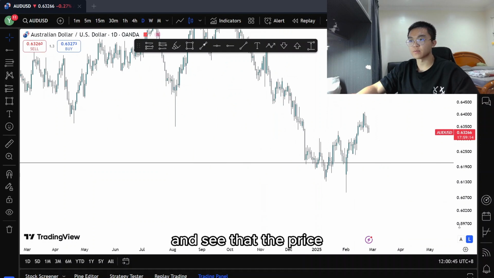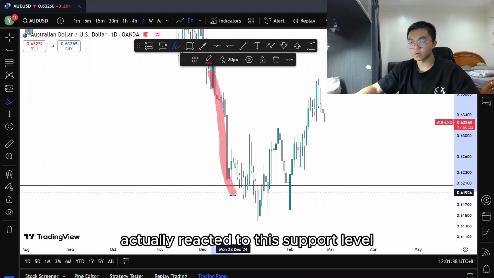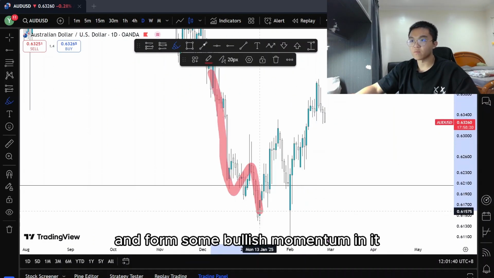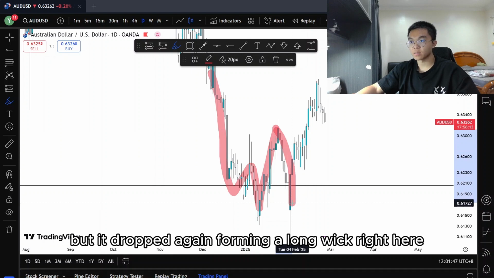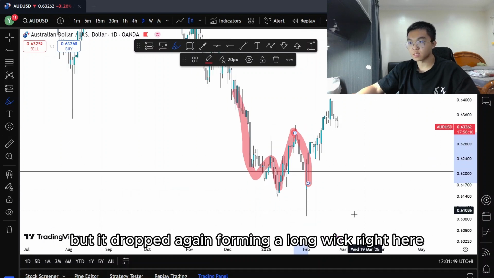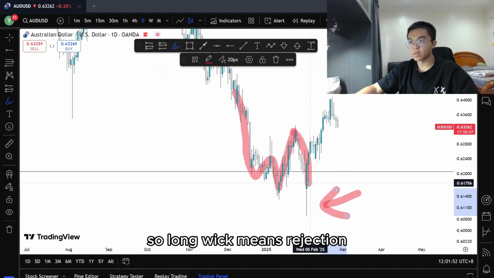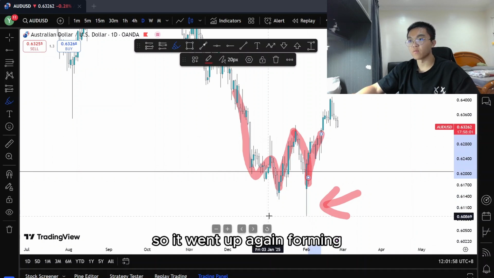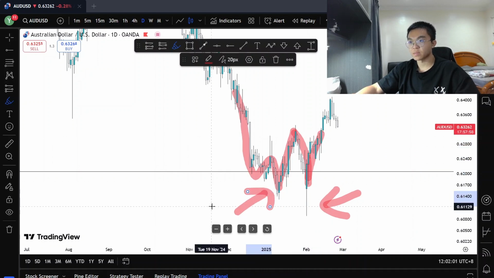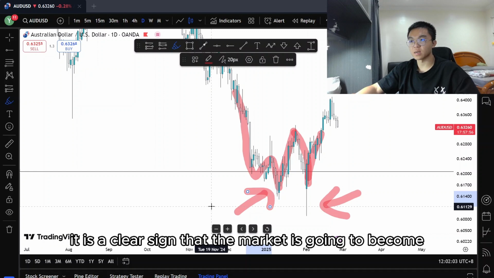You can see that the price actually reacted to this support level and formed some bullish momentum, causing the price to move upwards, but it dropped again, forming a long wick right over here. So long wick means a rejection that the price is going to move upwards. So it went up again, forming double rejection right over here. That means it is a clear sign that the market is going to become bullish.